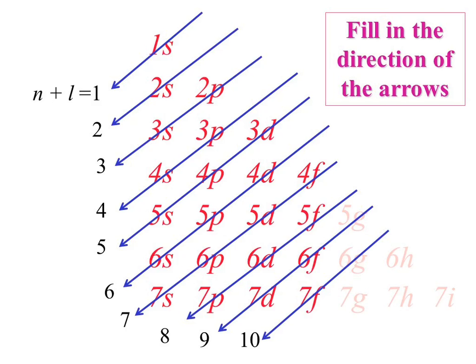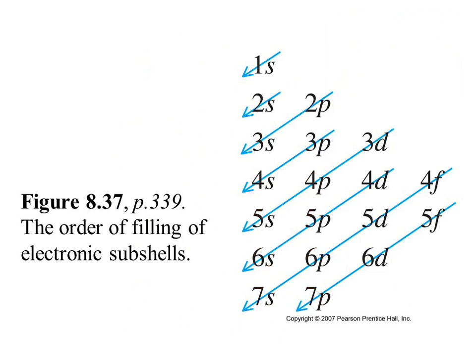Notice that in the arrow diagram, they are directional. In this little box up here, it says fill in the direction of the arrows, so it's always going to start kind of upper right and go down. Upper right and go down. So another way of looking at an arrow diagram is this. It's very similar, it just doesn't have the bottom. But that's okay.